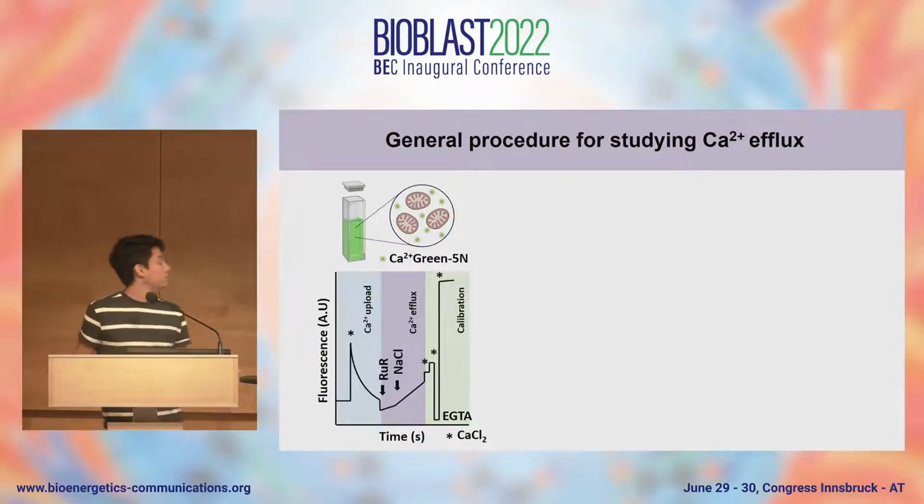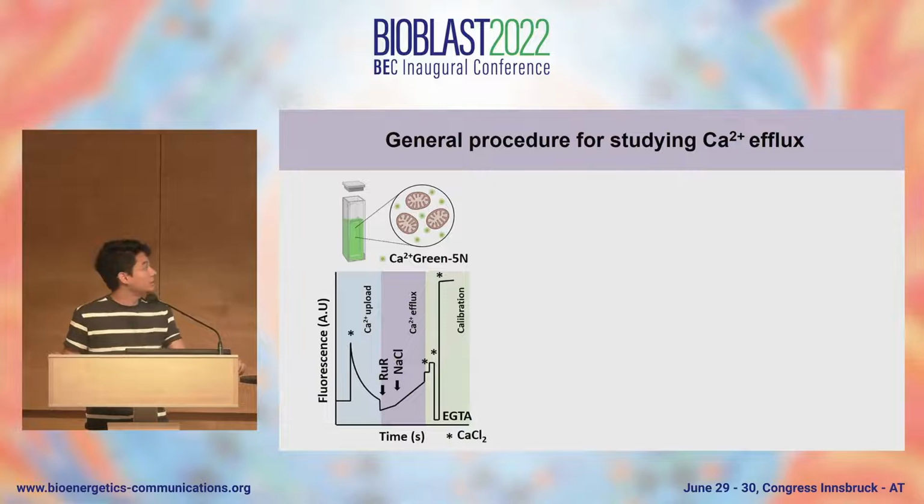So we use Calcium Green-5N. This is our extramitochondrial calcium probe. It also has a low affinity for calcium. And we measure the changes in the fluorescence of this molecule using a fluorimeter.